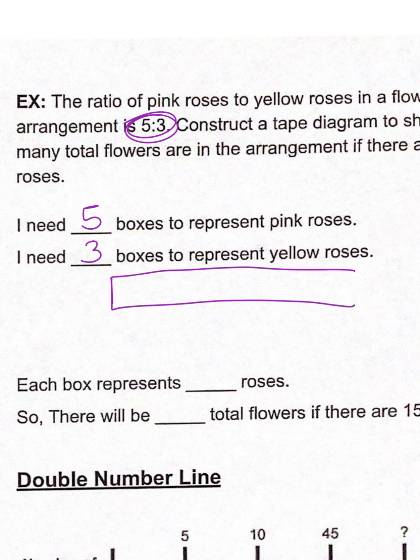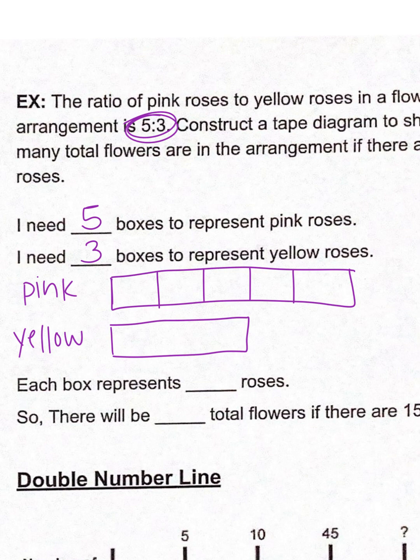We'll break it up so that I have 5 sections. This is going to represent what color? Pink or yellow? Pink. And then down here will be yellow. So I'm going to do the same thing. I want to make sure that they line up. Instead of 5 though, I only need 3.